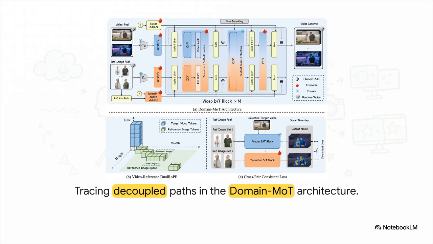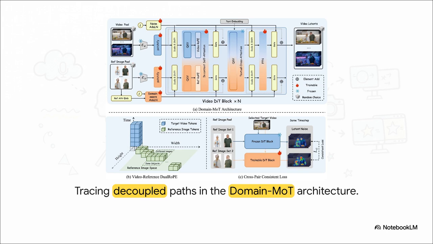Now, what's really fascinating about this slide is seeing how that exact translator analogy is actually engineered in the raw code. Let's dive deep into this diagram of the DomainShuttle architecture. I want you to trace the informational paths with me here. Take a look at the top left. We have two completely distinct inputs, the video pool and the ref image pool. In traditional older models, these inputs are just flattened out, concatenated together, and shoved through the exact same self-attention blocks.